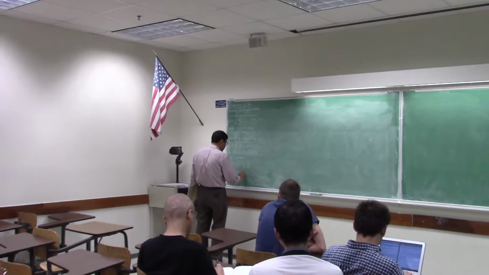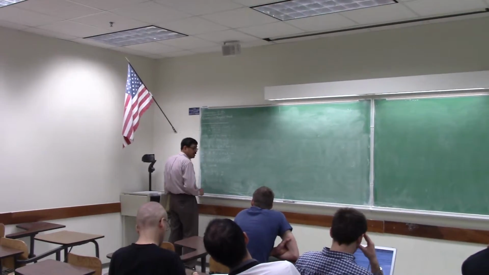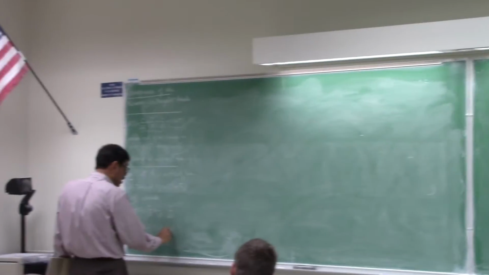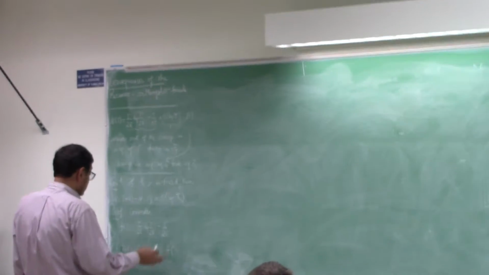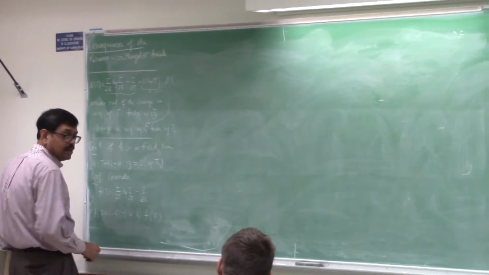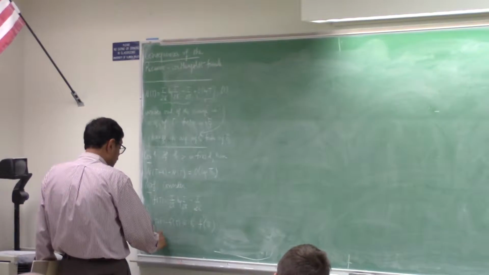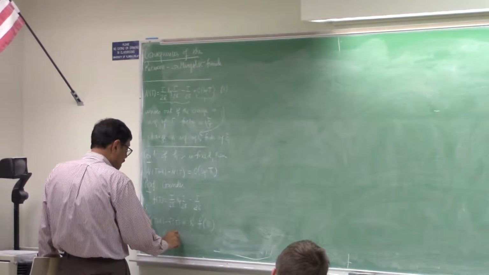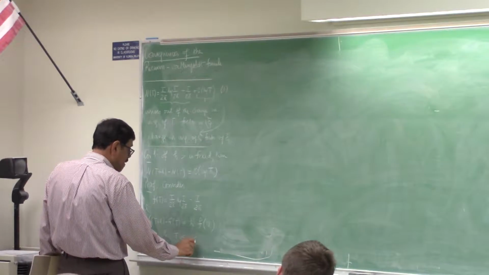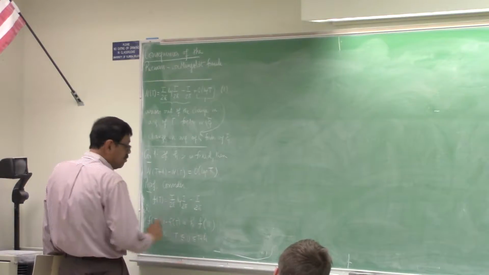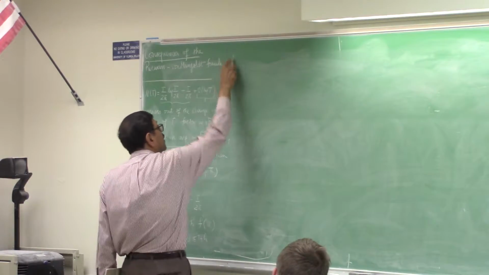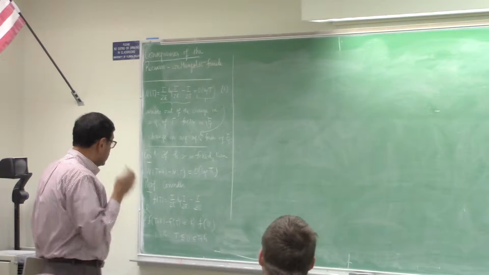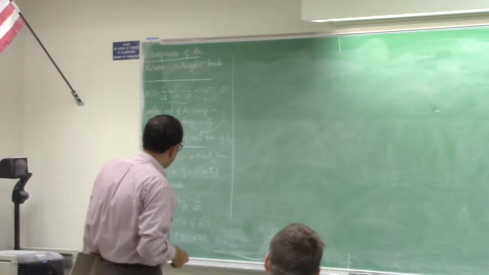Subtract, or if you want, you can appeal to the mean value theorem. This is equal to f prime at some point v, where v lies between t and t plus h, by the mean value theorem. Okay. So what is f prime of v?